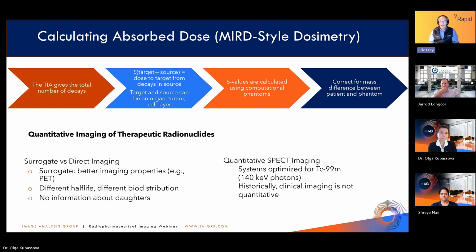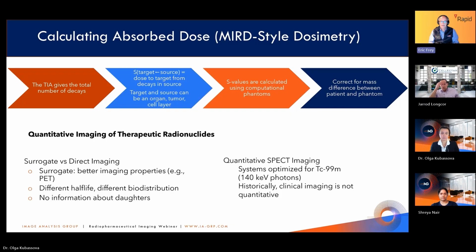So once we have the number of decays, then we can estimate the dose, the amount of energy that's deposited in the tissue. And one way of doing that, one that's accepted by the FDA and has a number of advantages, is the MIRD style dosimetry. The MIRD style basically separates the physics from the patient dependent part, the biokinetics. So the time integrated activity gives the total number of decays, and that really talks about the biokinetics and what happens inside the patient in terms of the distribution of the radiopharmaceutical.